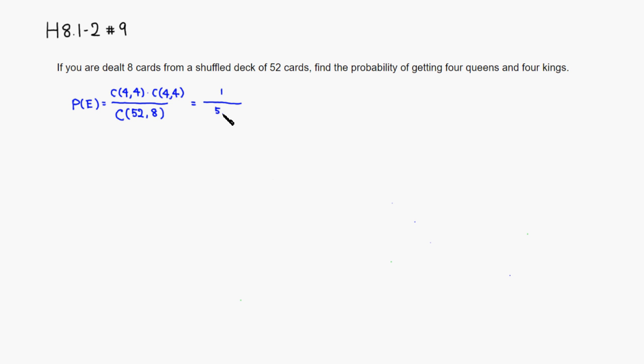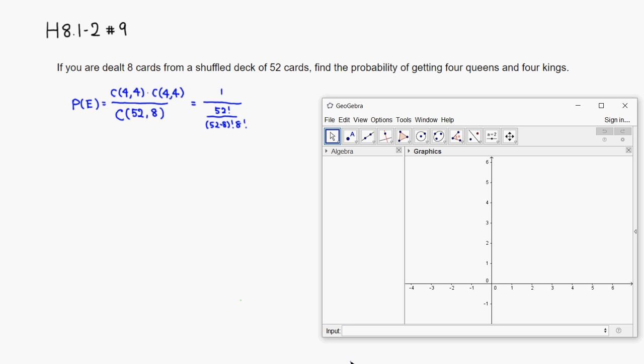By definition, this is 52 factorial over 52 minus 8 factorial, times 8 factorial, right? So I'm going to bring out GeoGebra to compute that. We're going to have 52 factorial divided by 52 minus 8 factorial, and you're going to have to divide by 8 factorial. Right, so you're going to get that number there.